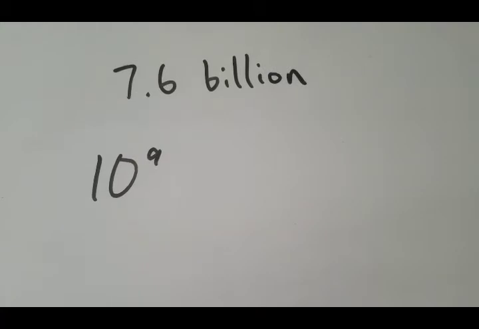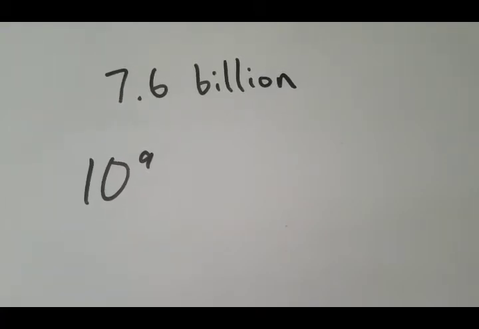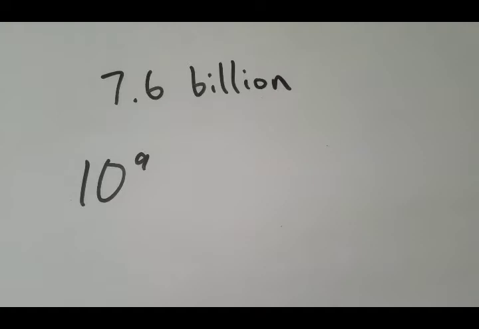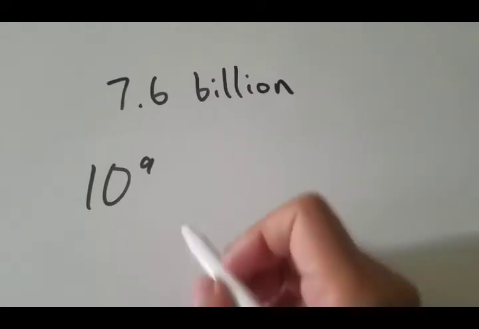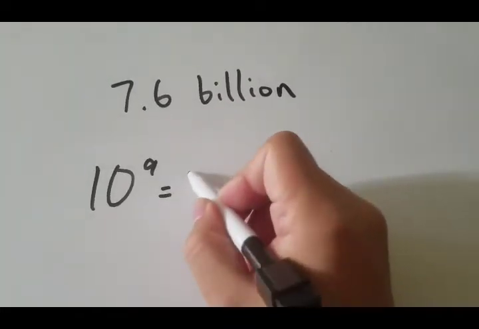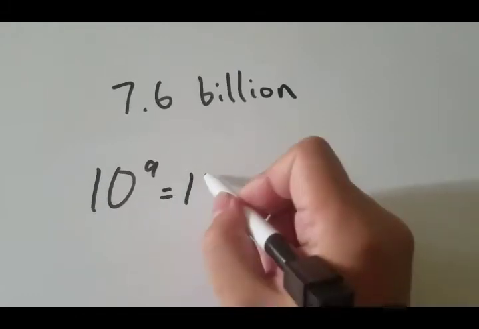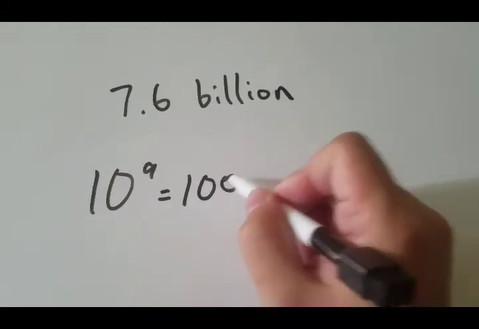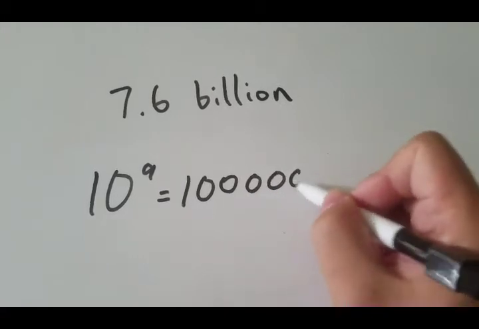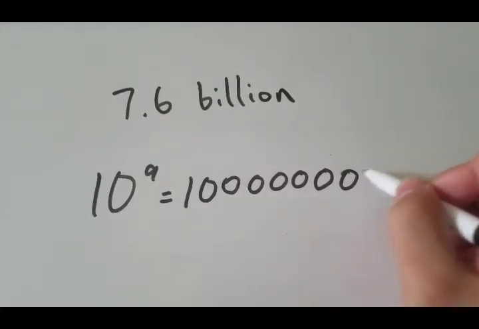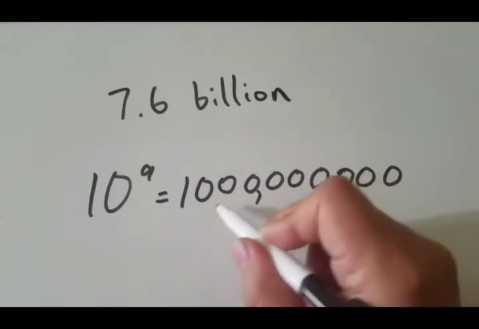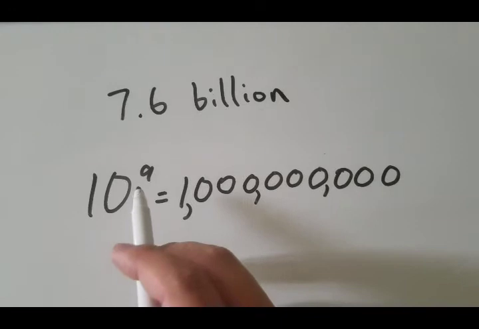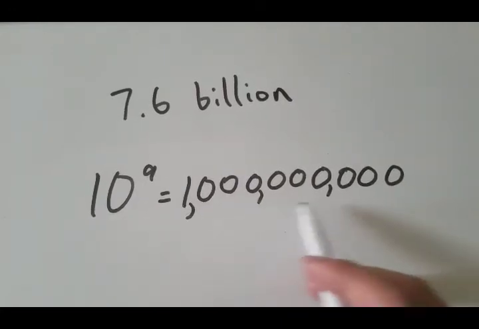So now that we know multiplying 10 by itself just adds a 0, when you multiply 10 by itself 9 times, we're just going to add 9 zeros after the 1. So 1, 1, 2, 3, 4, 5, 6, 7, 8, 9. So by day 9, we get 1 billion people.